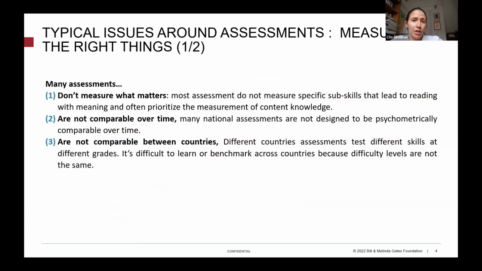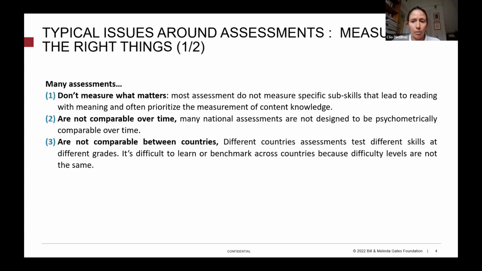And there are probably two types of issues around assessments. The first one is to make sure that the assessments you have in your system measure the right thing. And this can seem counterintuitive because, in theory, we all know that we want assessments that are valid and reliable, representative of a sample, comparable over time to track progress, and maybe in some cases also comparable across countries. But the issue is that many assessments don't always meet these criteria. So they don't always measure, for instance, if you take early grade reading, the specific sub-skills that lead to reading with meaning, because that's something that is actually quite intensive to measure.